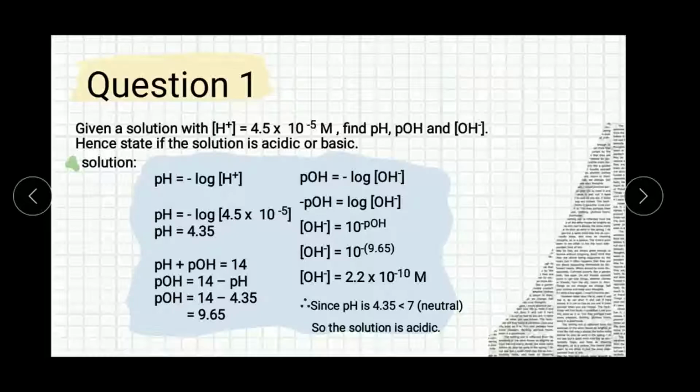So from the formula pOH equal to negative log of the concentration of OH minus, you can rearrange the equation to find the concentration of OH minus. So we plug in the pOH that we already calculated, and we get the concentration of OH minus equal to 2.2 times 10 to the power of negative 10 molar. So pH is 4.35, so the solution is acidic.